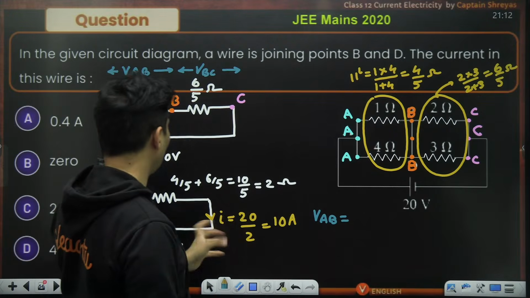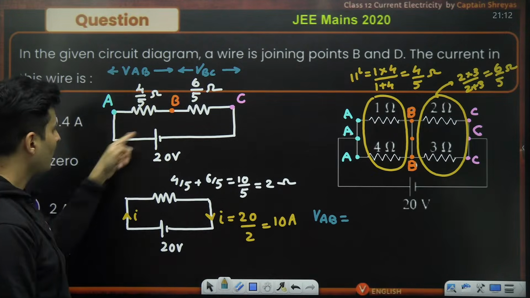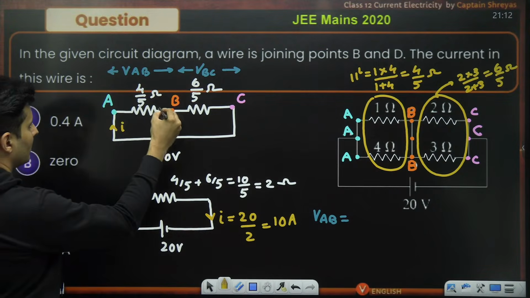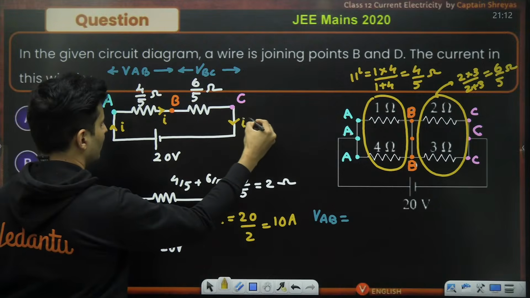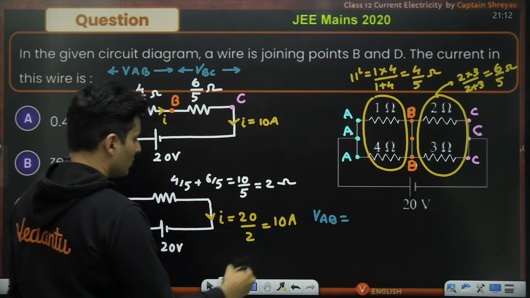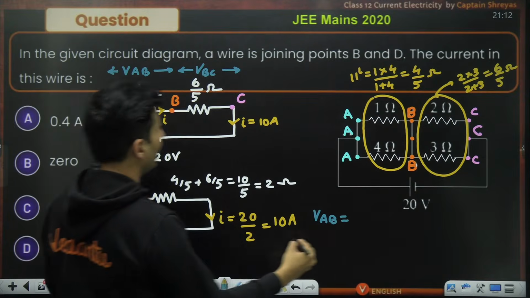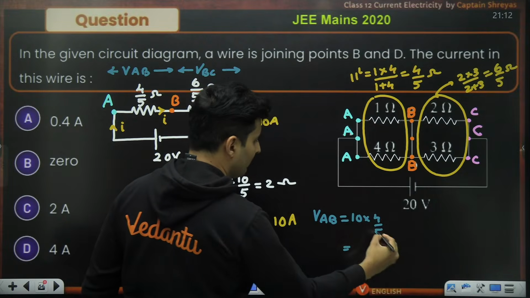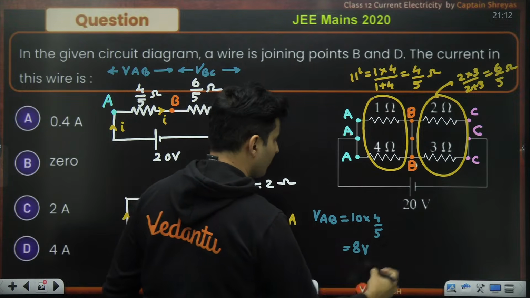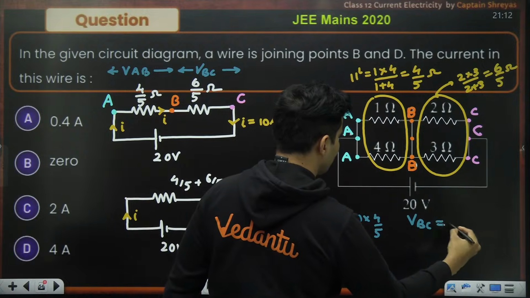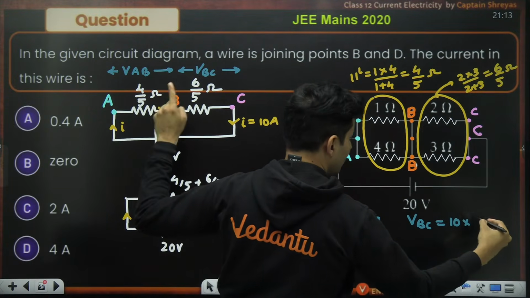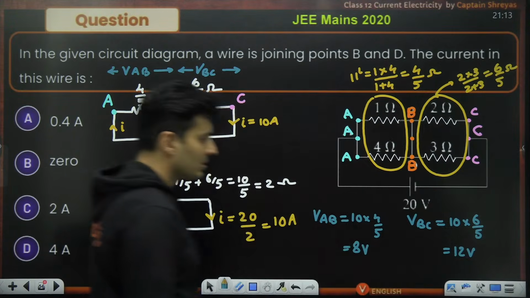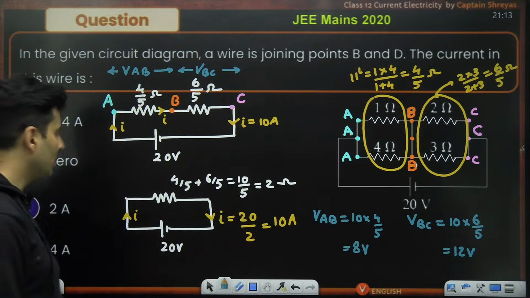Okay, VAB will be I into R. The same current of 10 ampere will flow here, and will flow like this. So VAB will be I into R. I is 10, resistance is 4 by 5, 10 by 5 is 2, 2 4 is 8, 8 volts. Similarly, VBC current is 10, resistance is 6 by 5, 10 by 5 is 2, 2 6 are 12, so 12 volts. Okay, so I got voltage across this and voltage across this.